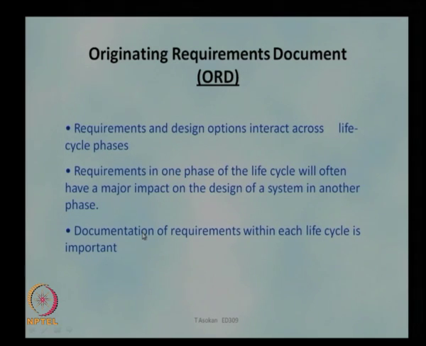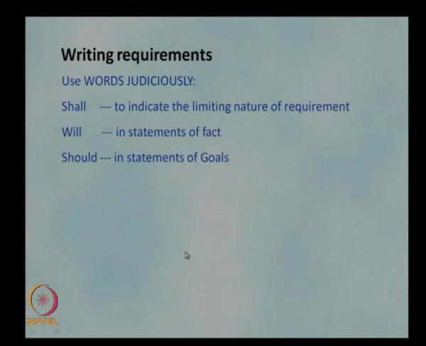The question now is, how do we actually write down a good requirement? Let us see how we do that. One important point here is that we should use words very judiciously. We should not use words without thinking, without understanding the importance of each word we use. So we should use "shall" to indicate the limiting nature of a requirement. If you have a limiting nature of a requirement where we can have some kind of a trade-off or a compromise, then we should use the word "shall".